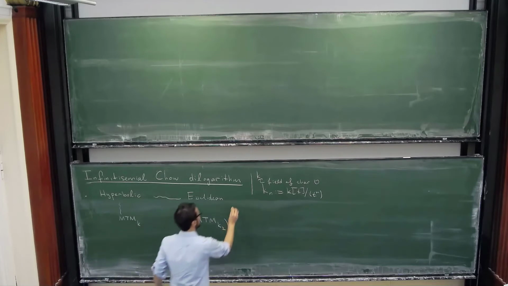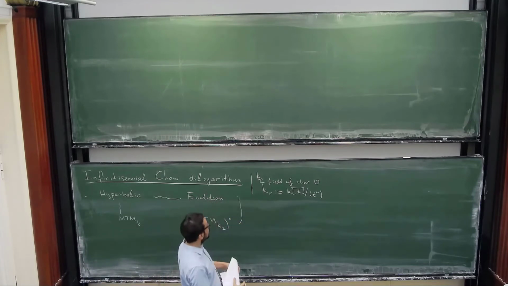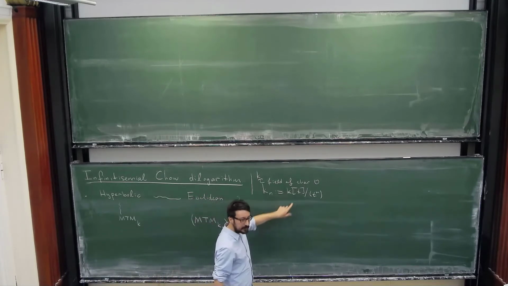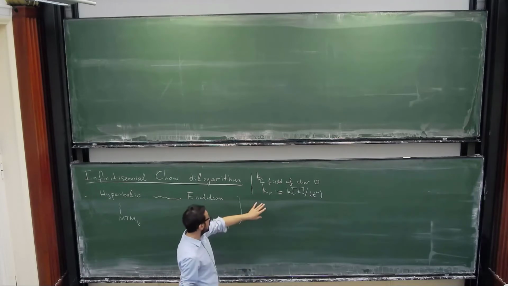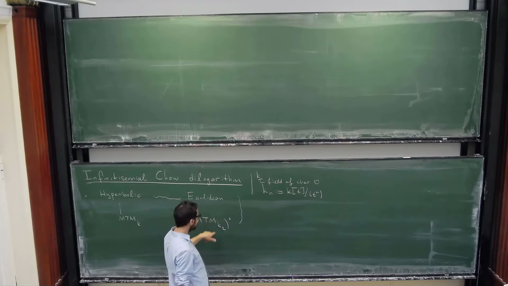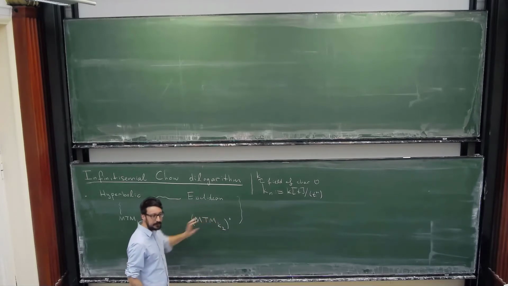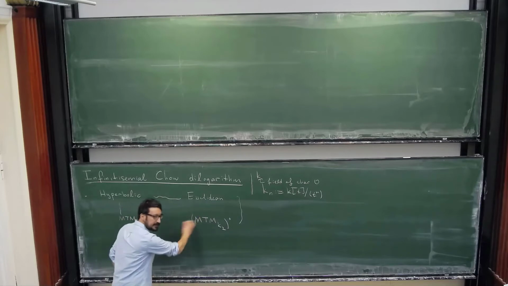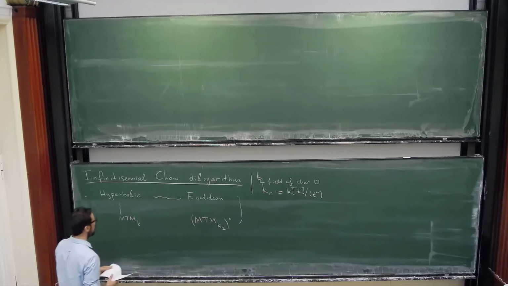Sorry, what does the zero mean? I still didn't understand. It's the kernel from this one to mixed Tate motives over K. But it's a direct summation of mixed Tate motives over K2. So these objects will not exist. This is only for motivation.